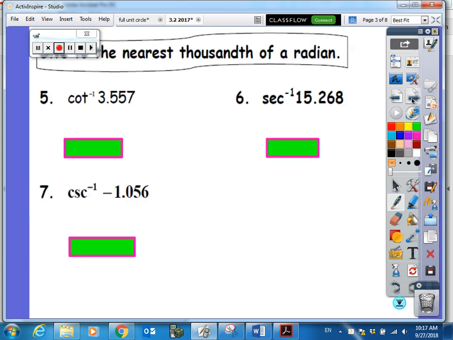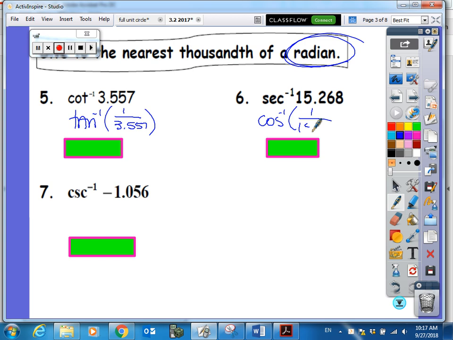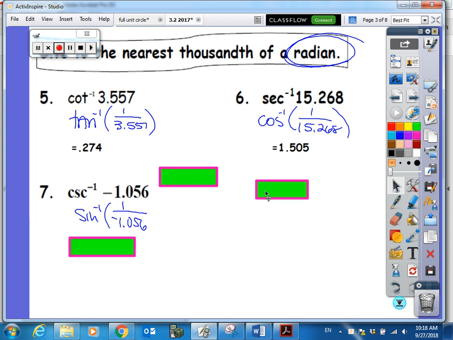The only thing that could be different with that are these next ones, and it tells you to put it in radians. So it's the exact same thing, you're just putting it in radians. So what you type in your calculator is the inverse tangent, so secant tangent, 1 over 3.557, inverse cosine of 1 over 15.268, inverse sine of 1 over negative 1.056. And again, we're in radians now, so we have to change the mode. That's all that changes.